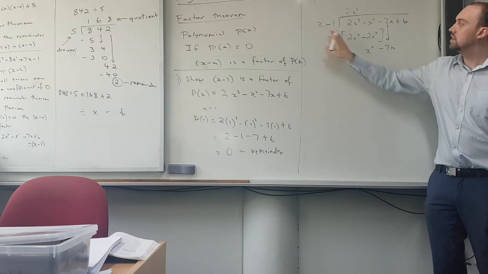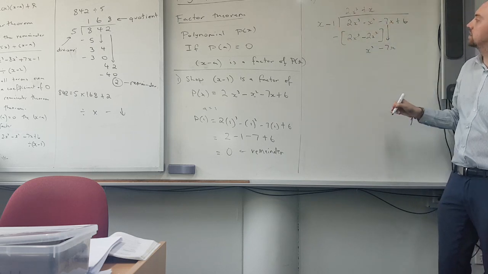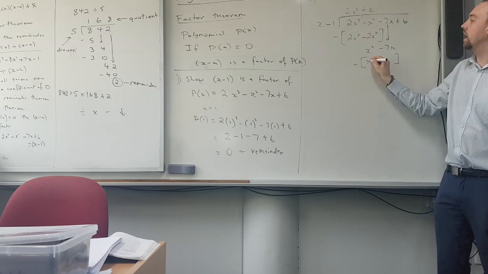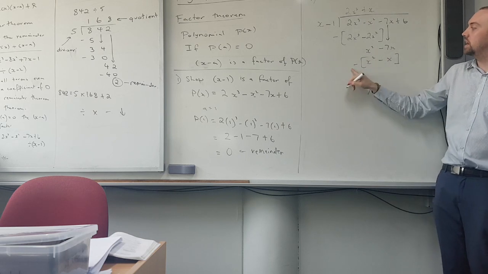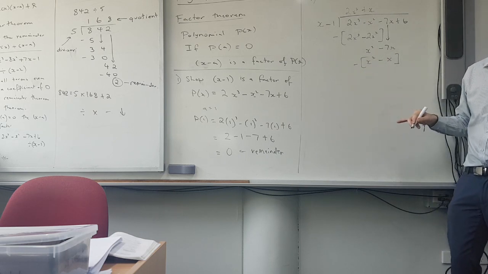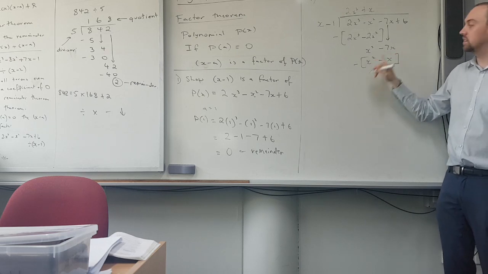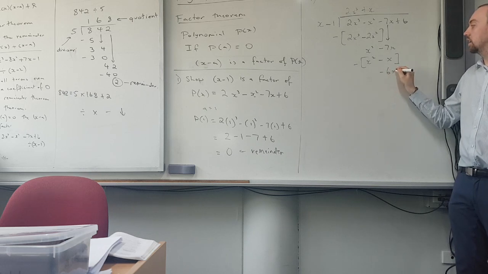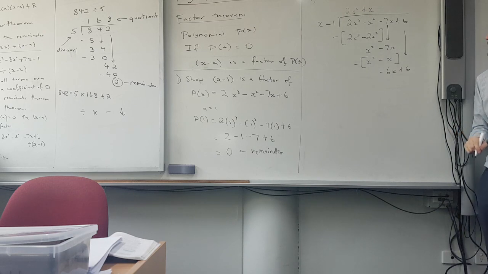x squared divided by x, positive x, take away, multiply, x squared take x, x squared take x squared, again cancelling, so we're doing well so far. Negative 7x, take negative x, negative 6x. Again, bring the next term down, negative 8x.